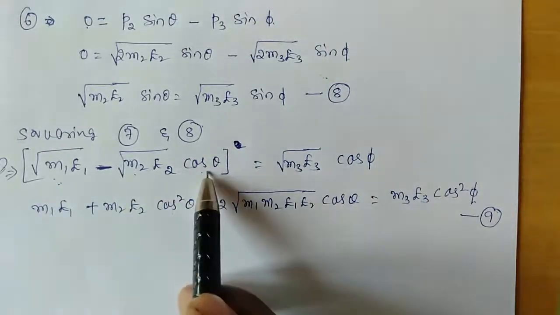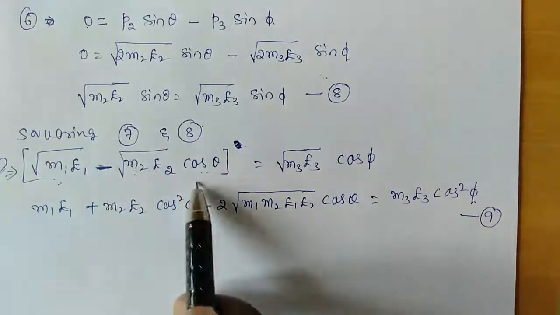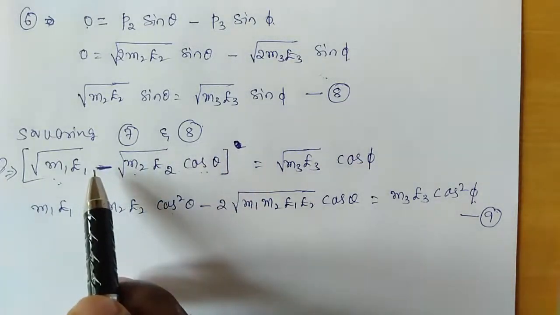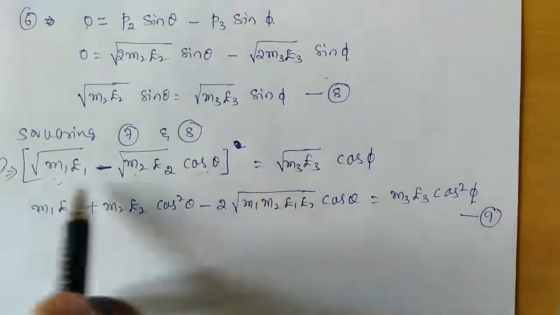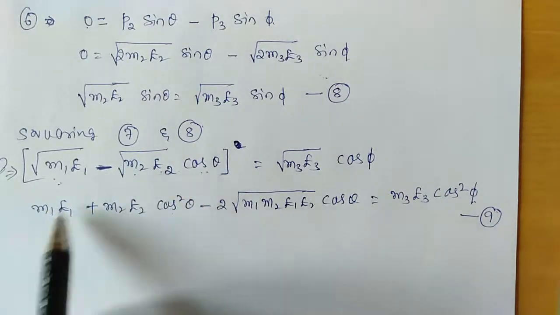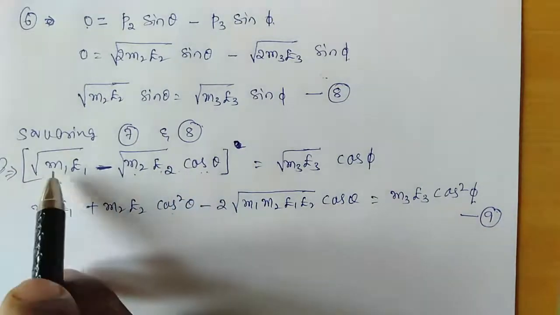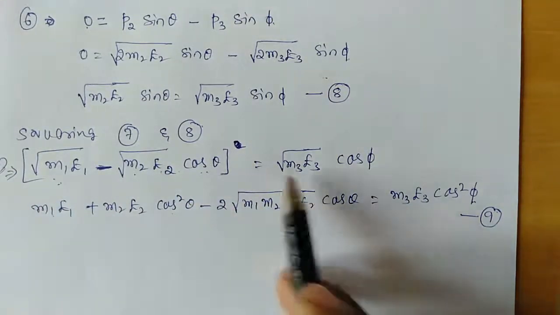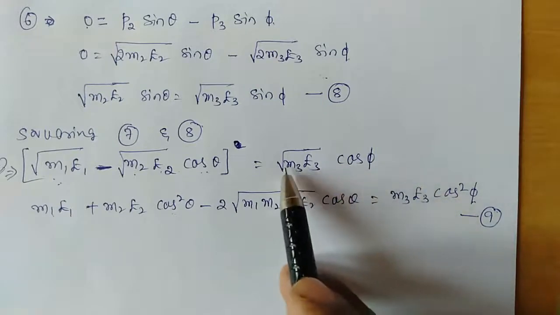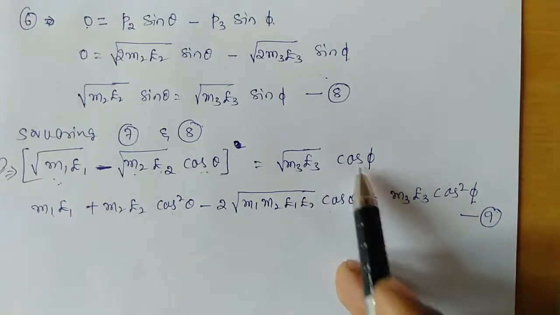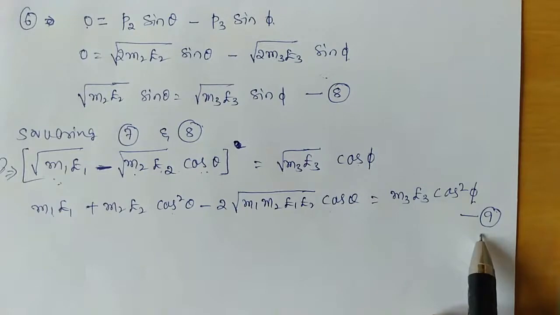That is, it was on the right hand side, and I have taken this term to the left hand side. Now if I square, it is in the form of a minus b the whole square: a square plus b square minus 2ab, which is equal to the square of the right hand side. The square root and square get cancelled. So I'll take this as equation number 9.